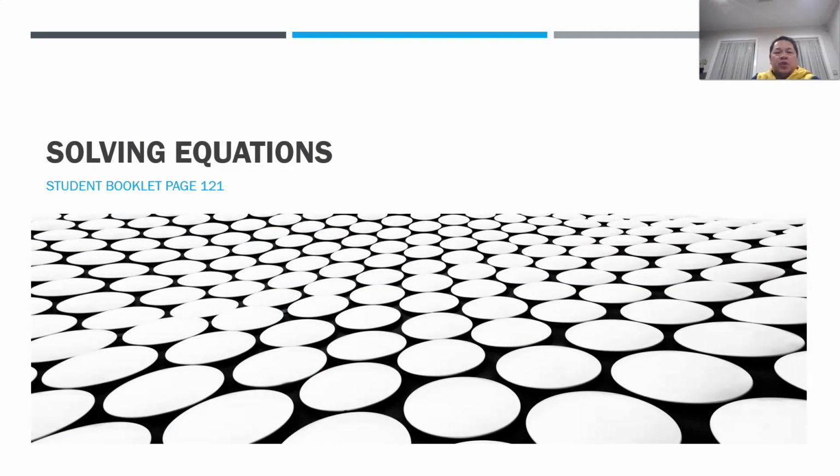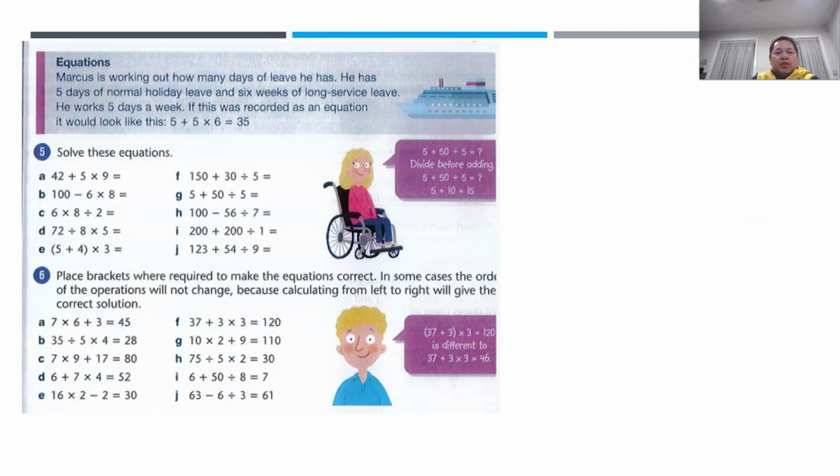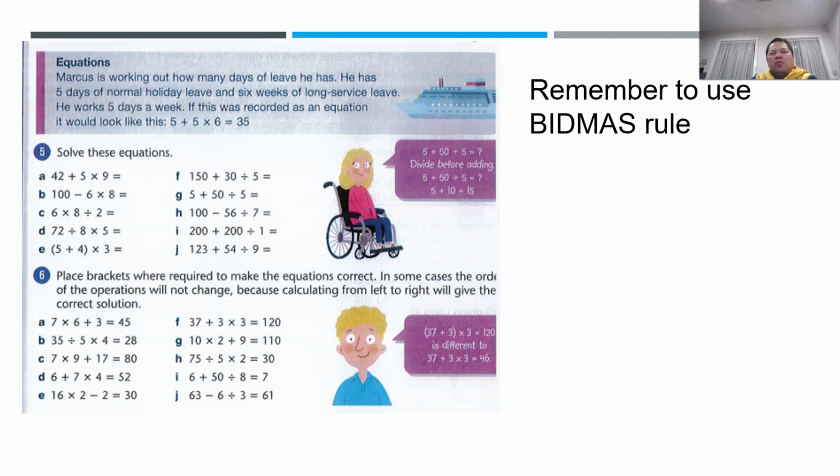Moving on to page 121, solving equations. For the first part, you are required to use BIDMAS rule. Remember BIDMAS? B stands for brackets, I stands for indices, D and M are division and multiplication, left to right, whichever comes first, solve them first. Once division and multiplication are all resolved, then you look at addition and subtraction, again from left to right. So let's look at the first one, 42 plus 5 times 9. Because of the rule, we have to multiply first. That's how I get 42 plus 45 and get 87.